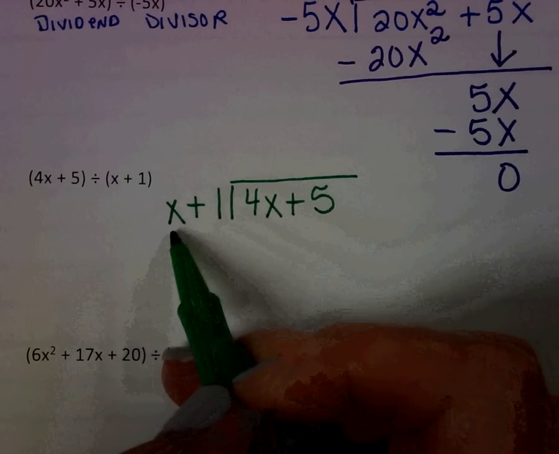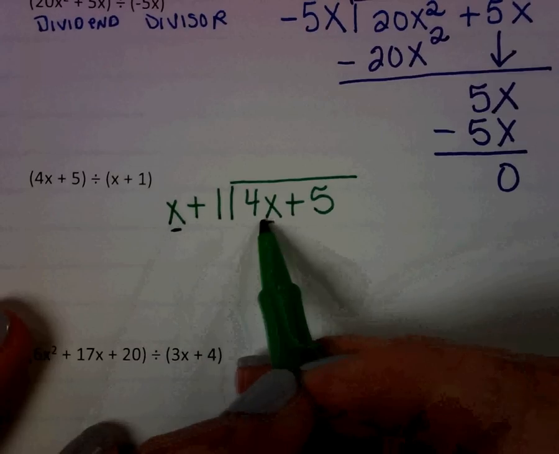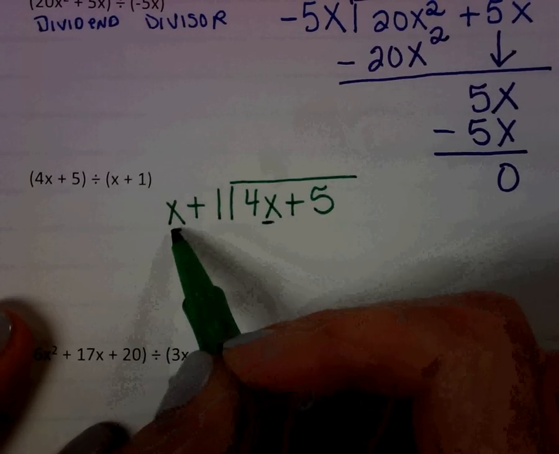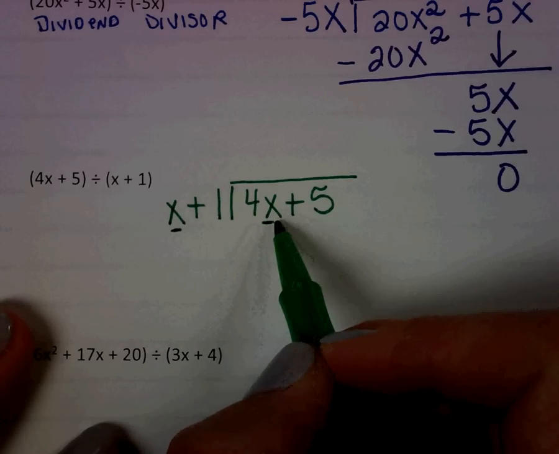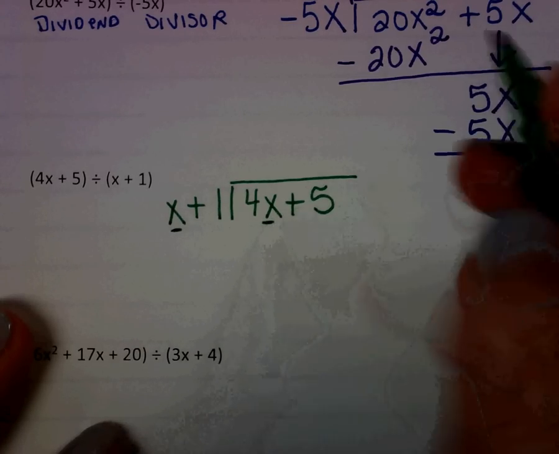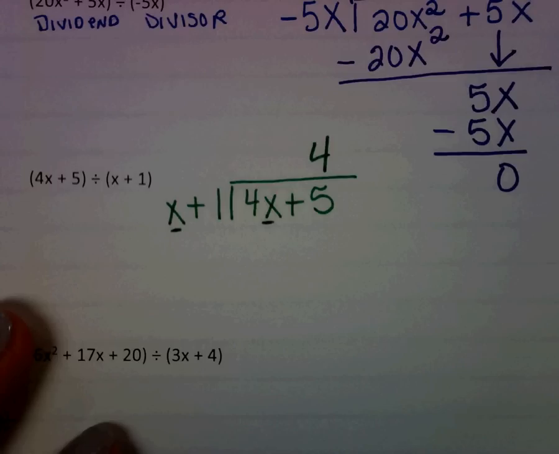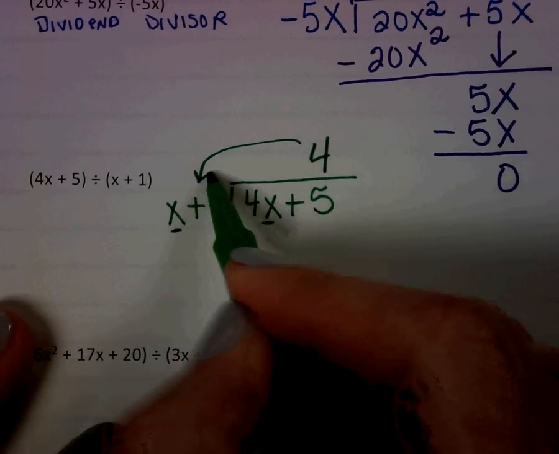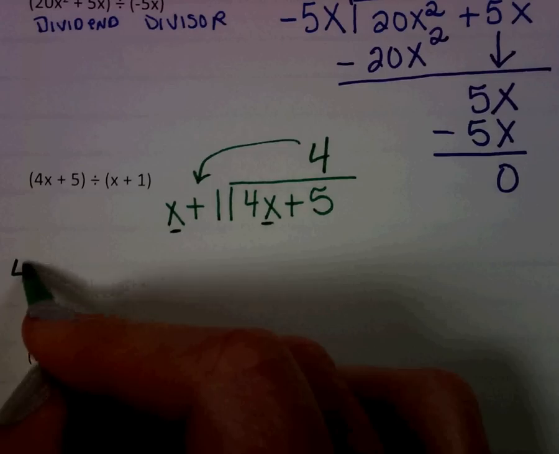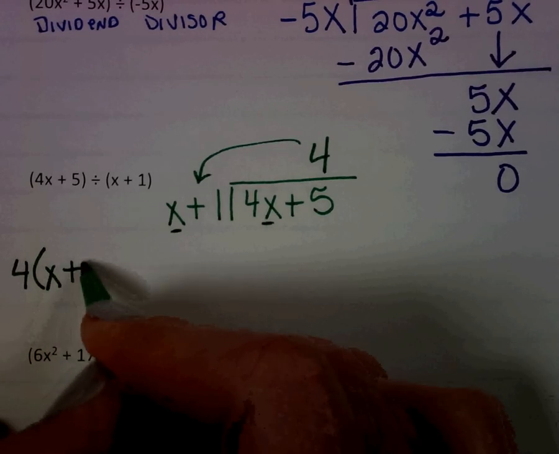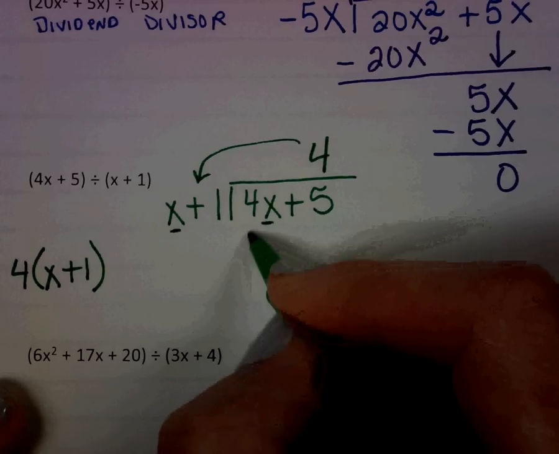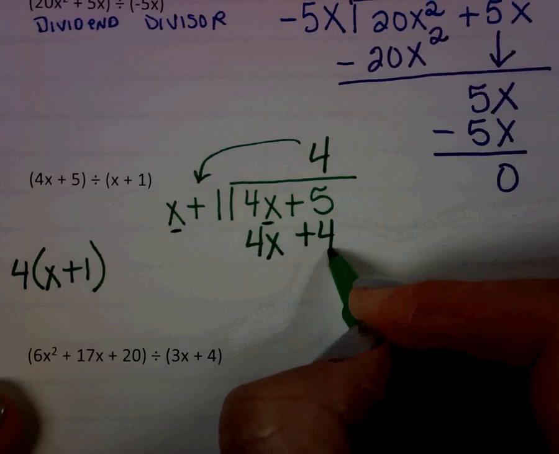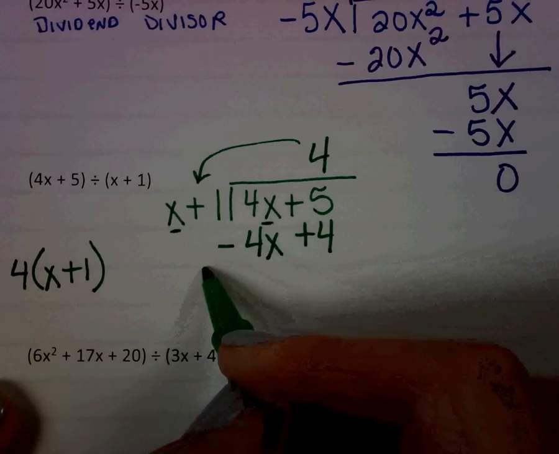But we're only going to focus on our first term to figure out what number or term we need to put there. So x times what gives me 4x? The x times 4, right? So now I'm going to multiply 4 times x plus 1. Just so you see here, we're doing 4 times x plus 1. So that would be 4x plus 4. And now we're going to subtract.